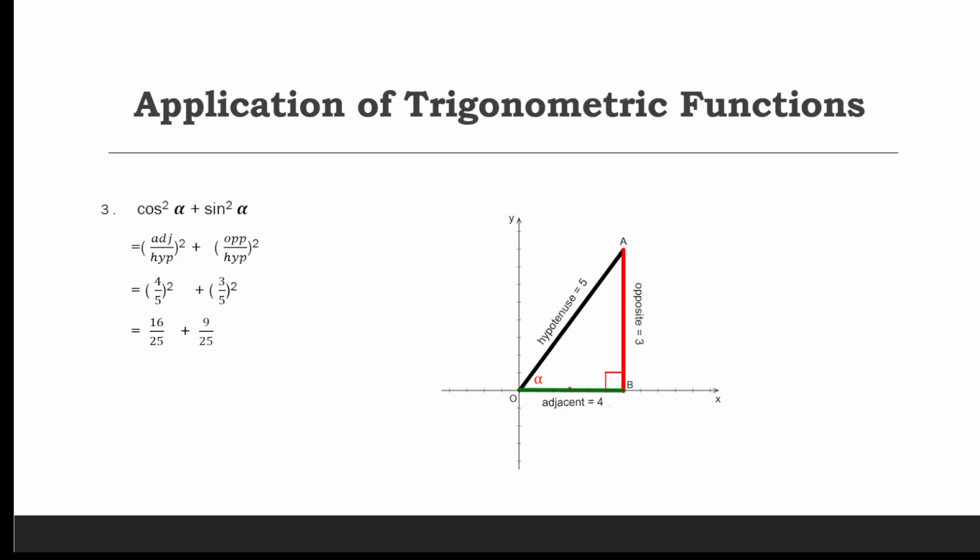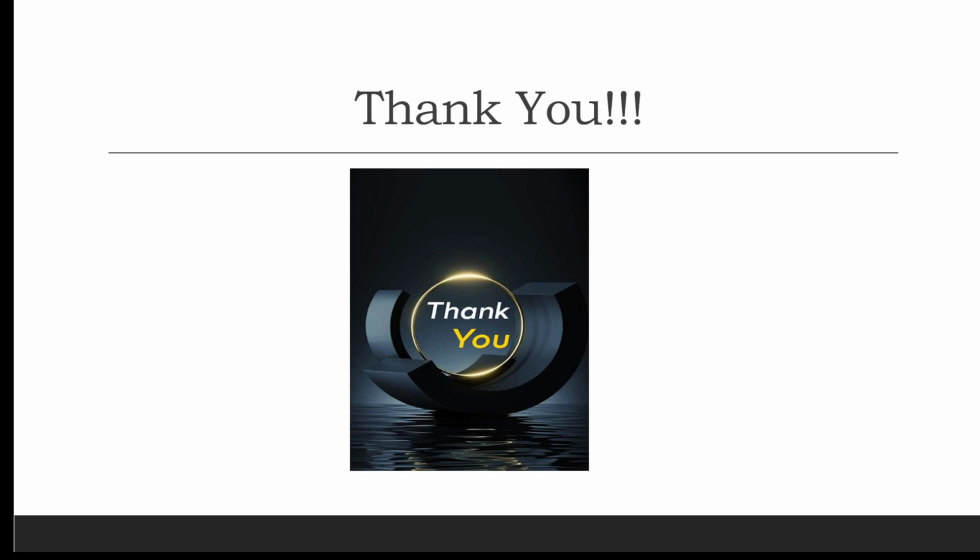Then we get 16 over 25 plus 9 over 25. Then to add the fractions, we add the numerators 16 plus 9 since the denominators are the same, and it yields 25 over 25, which yields 1. And this is the conclusion of our example.